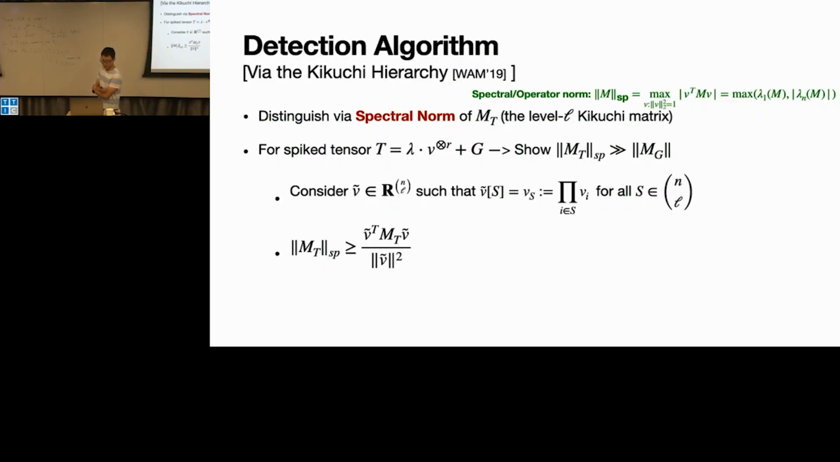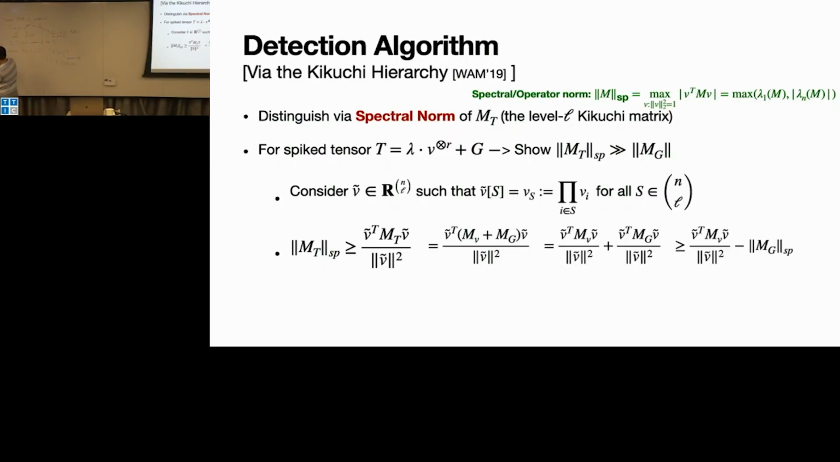This is at least V tilde transpose M V tilde. I'm going to further write this gigantic matrix as having two components: one component depending on the rank 1 V, and one component just coming from the Gaussian noise G. I'm going to lower bound the quadratic form loosely by lower bounding it on the rank 1 component, and then upper bounding the contribution coming from the second term by the spectral norm of the Kikuchi matrix on the Gaussian tensor. So our focus is how big is the first quantity here?